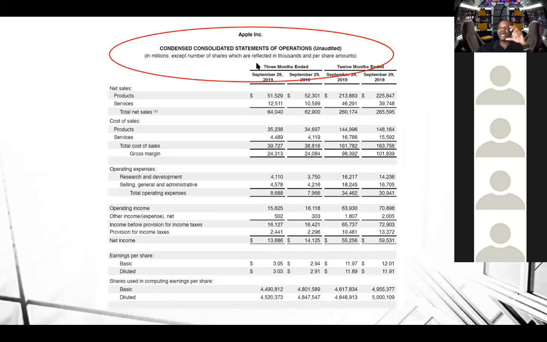Now, first thing I want to point out is they call it income statement. Most companies call it the statement of operations. And here's why. You can't have an income statement if you have a loss, right? It'd be a loss statement. And no company wants to call their financial statement a loss statement. So they just use this general term, statement of operations.